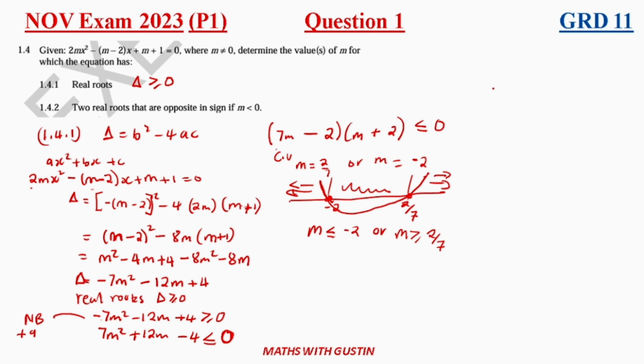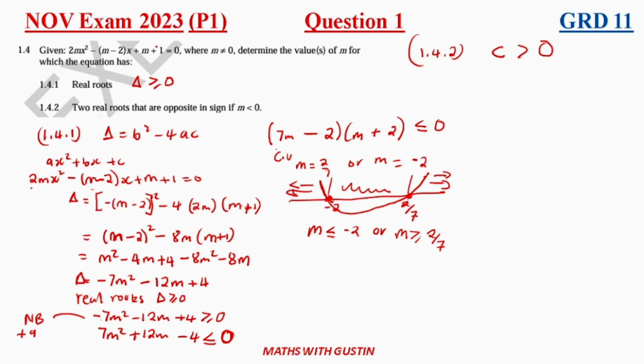Okay, let's go on to our last question, question 1.4.2. They're asking us for two real roots that are opposite in sign if m is less than 0. Okay, for us to have two roots that have got opposite sign, it means that our c value, the last value there, has to be greater than 0. Okay, has to be greater than 0.